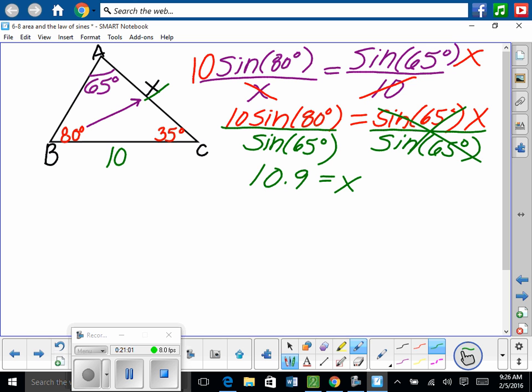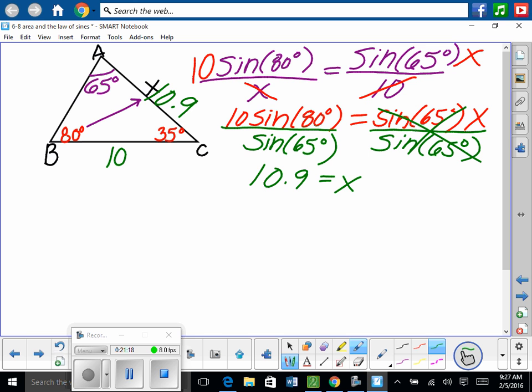Now let's make sure our picture makes sense. 80 degrees is larger than 65 degrees, right? 10.9 is larger than 10, so we've probably done it correctly. Questions on how to do something like this? So notice we found missing side lengths using the law of sines.